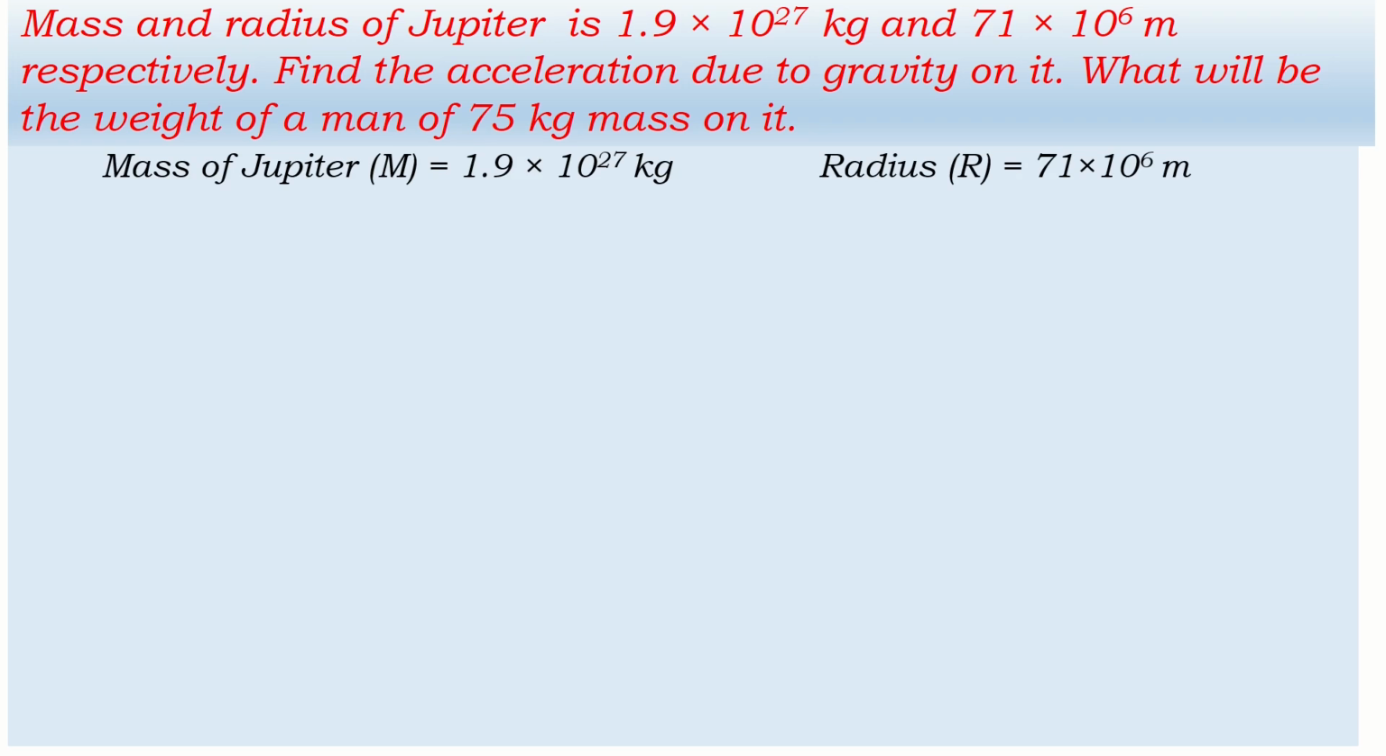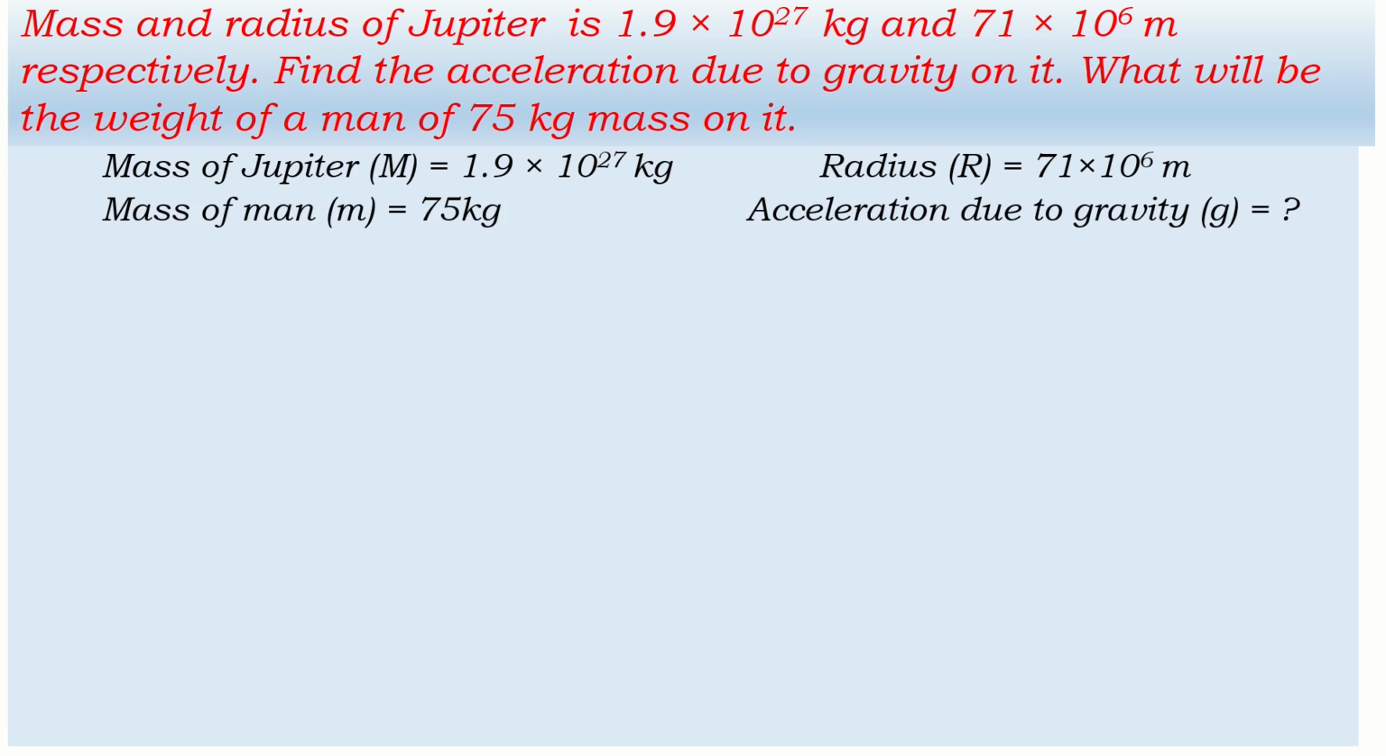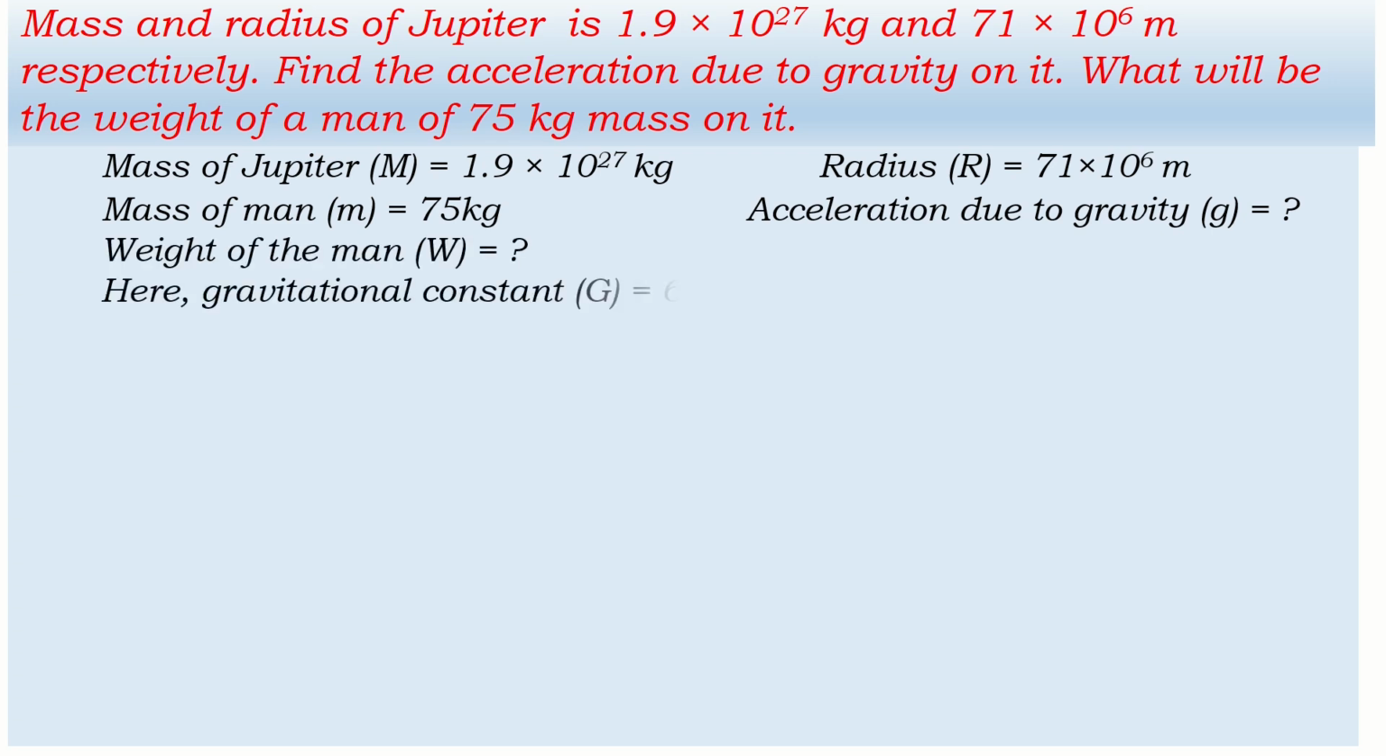Mass of Jupiter, capital M, is equal to 1.9 into 10 power 27 kg, and the radius is also given. It is 71 into 10 power 6 meter. Now the mass of the man m is equal to 75 kg. Acceleration due to gravity, small g, is equal to what? And there is another question also. Weight of the man W is equal to what? Here the gravitational constant capital G is missing, that's why we have to write it ourselves.